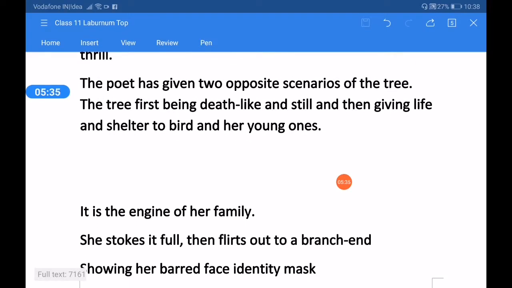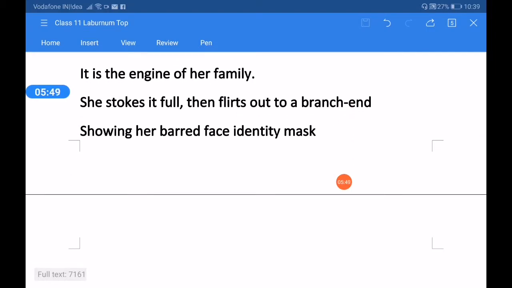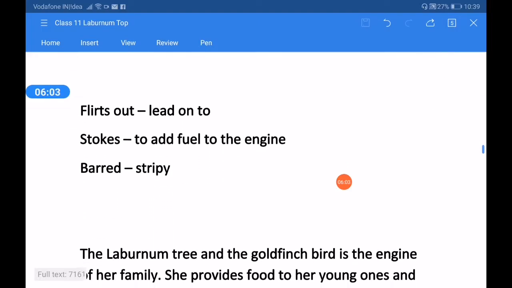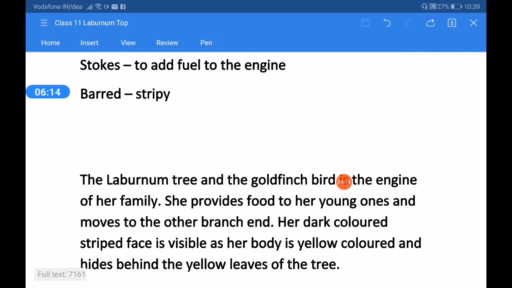The poet has given two opposite scenarios of the tree, first being death-like and still, and then giving life and shelter to the bird and her young ones. Further lines of the poem are here. It is the engine of her family. She stokes it full, then flirts out to branch end, showing her barred face identity mask. Some meanings are: flirts out means here lead on to, stokes means to add fuel to the engine, barred means striped, it means having stripes.